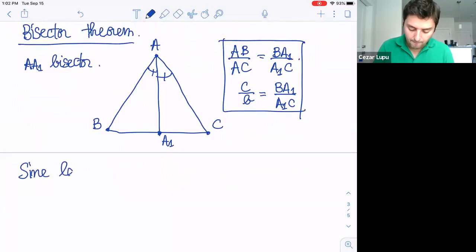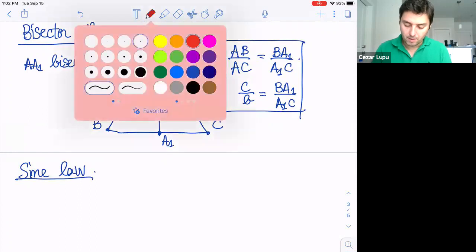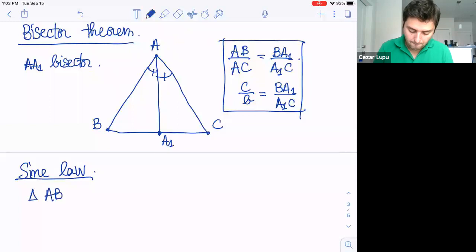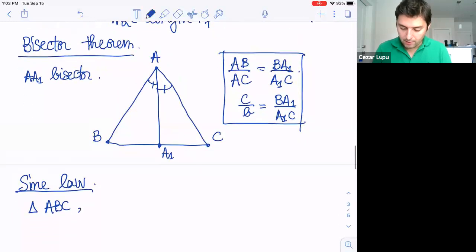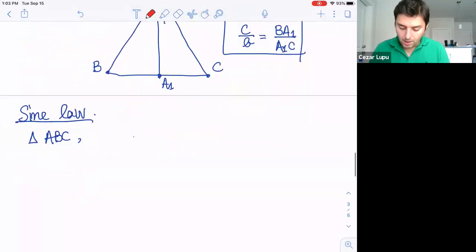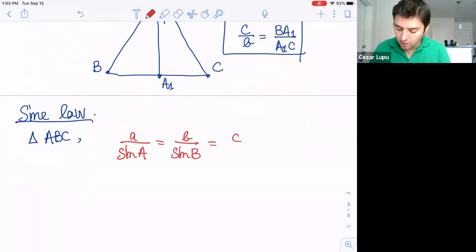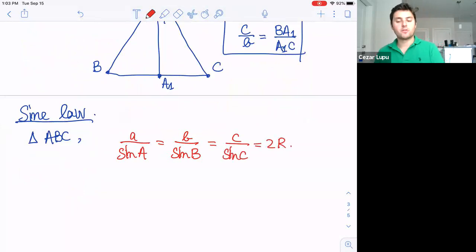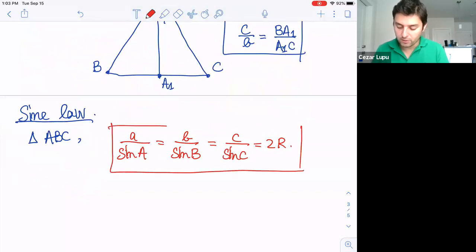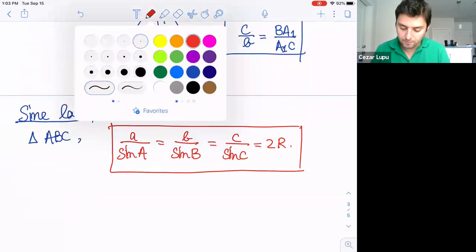The Sine Law, which says the following. In any triangle ABC, I'm going to write it in red, a over sine of A is the same as b over sine B and it's the same as c over sine C. And moreover, this is 2 times the circumradius. So that's the sine law, and we will use this in some applications, you will see.